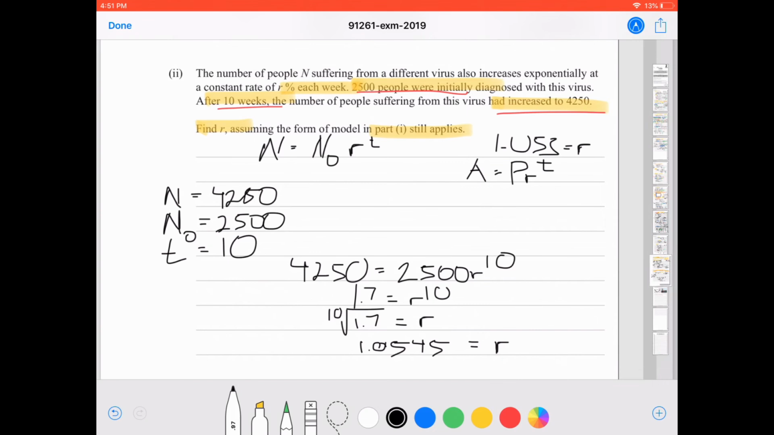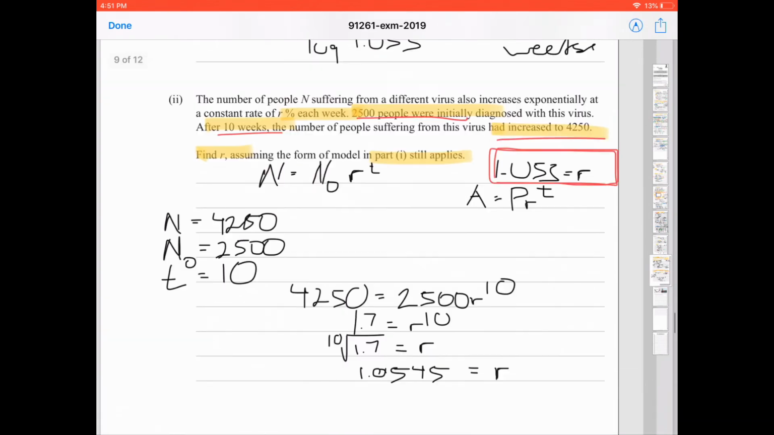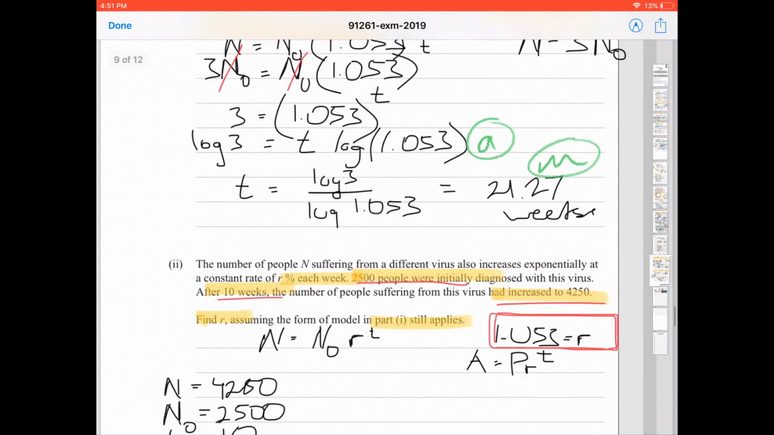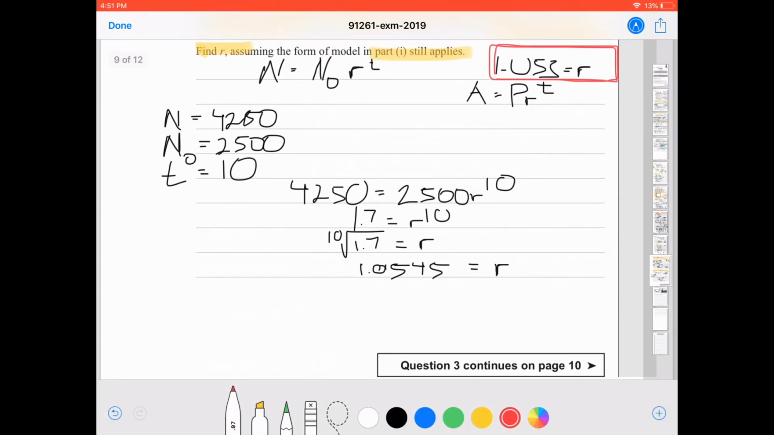And so they're asking us to, yeah, we're not quite done. We have to give it as a percentage. Remembering that with 1.053 in the earlier question, and if we scroll back up, the percentage was 5.3%. So basically the percentage here is going to be 5.45%. Okay. So here, percentage rate of change found gets you the excellence grade.